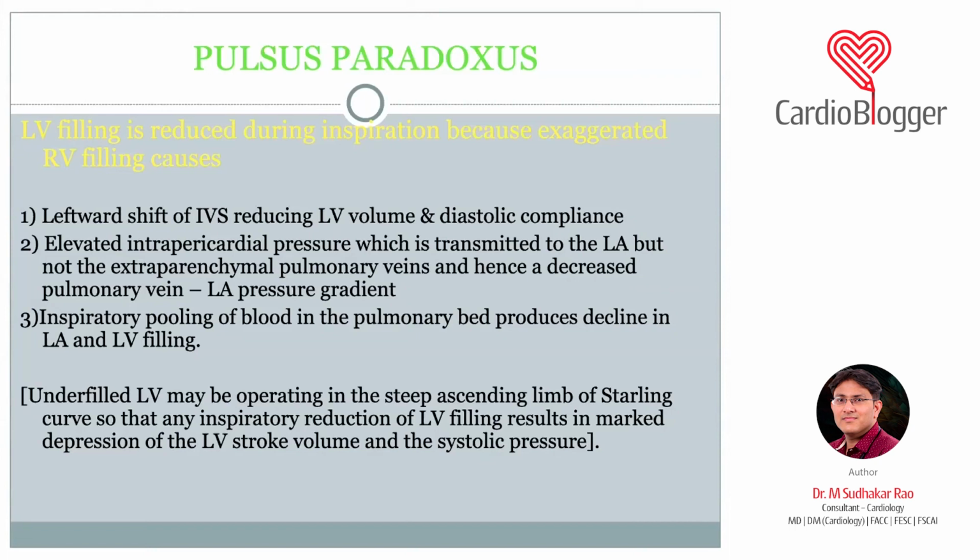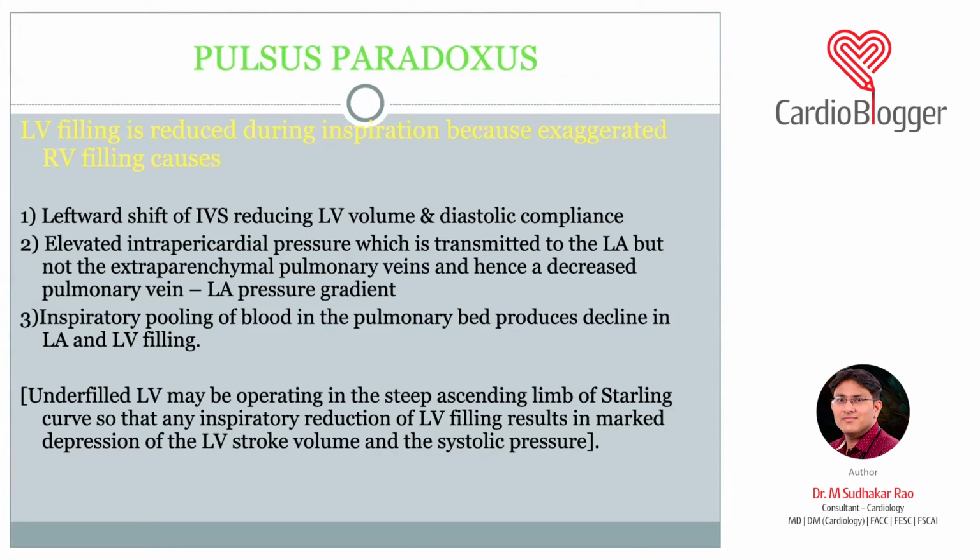Now, what happens is, when the elevated intrapericardial pressure happens, the pulmonary veins, which are extrapericardial, get increased blood flow. But the LA, which is intrapericardial, the flow doesn't go from the pulmonary vein to the LA because of the constriction, and that is why there is a fall in LV cardiac output. And the pulmonary vein to LA gradient is less.